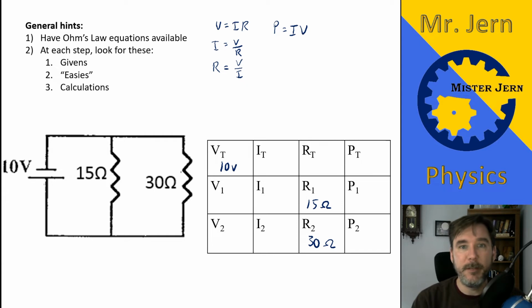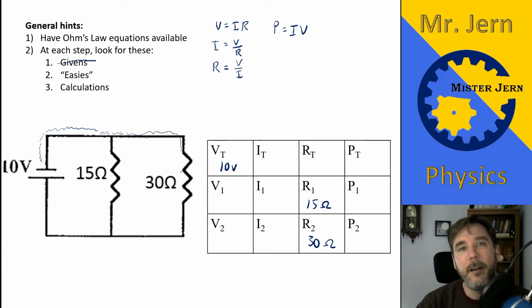So we could be done with givens. We don't have any more. Now I look for easies, and right now we don't know any easies. In other words, this is a parallel circuit, so we don't know the voltage across one. Well, actually we do. I was wrong. Easies, we got 10 volts up here. And that means everywhere is 10 volts no matter how you go.